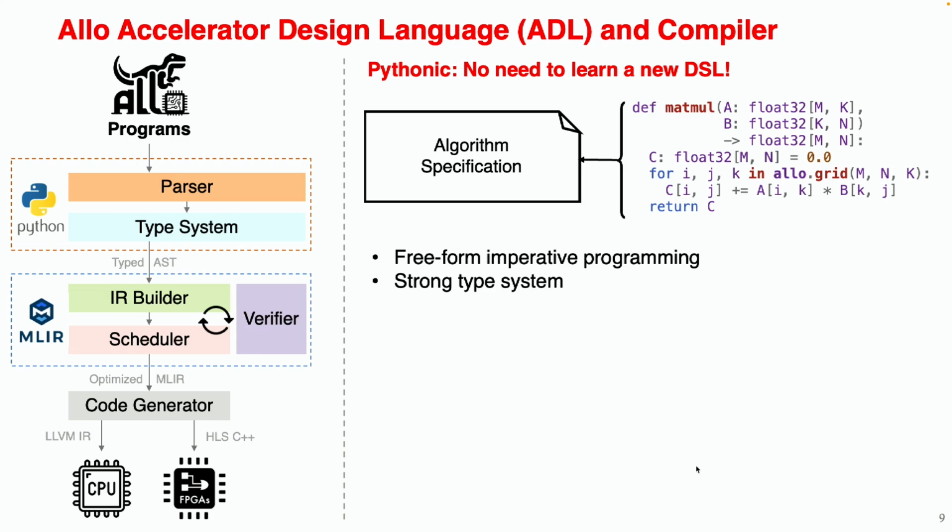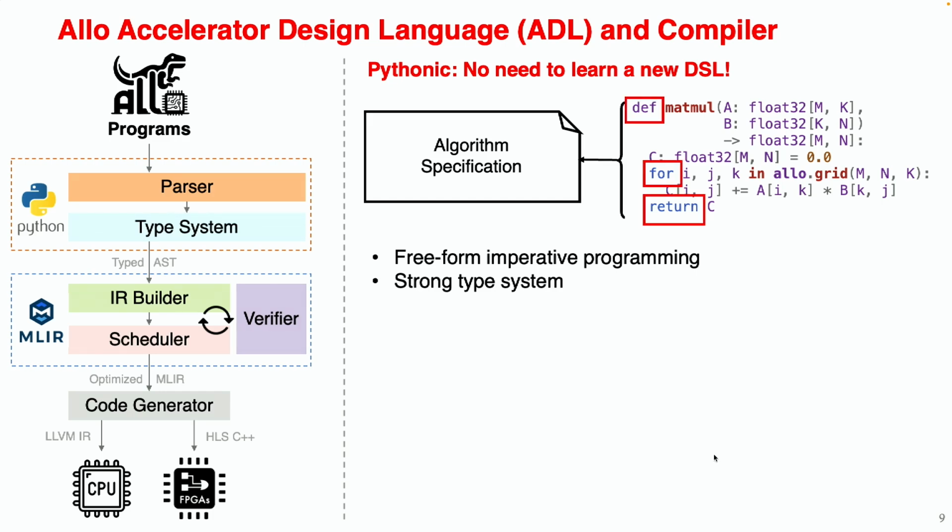Now let's look at what an Allo program looks like. We follow several principles when designing our front-end language. The first one is being Pythonic. Since Python is the most commonly used language in machine learning and data analysis, a Python embedded language is more acceptable. As shown on the right, users can directly write an Allo kernel in Python using a basic three-level nested for loop to calculate C equals A times B.